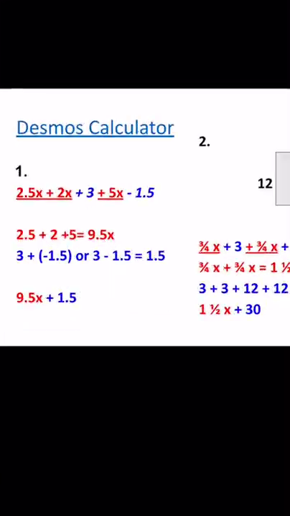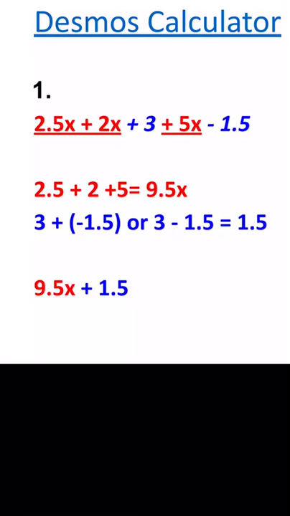So on this slide, it's been done for you. Once again, 2.5x plus 2x plus 3 plus 5x minus 1.5. We still add up the coefficients with the coefficient. 2.5x plus 2x plus 5x. So we add up those numbers and it comes up to 9.5x.